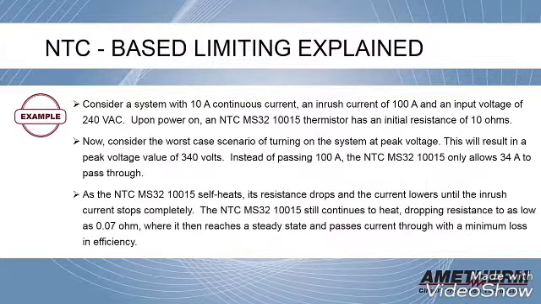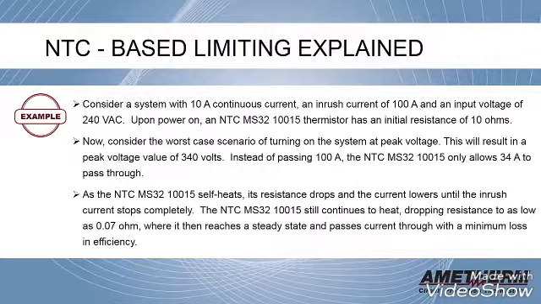Let's look at another example. Consider a system with 10 amp continuous current, an inrush current of 100 amp, and an input voltage of 240 VAC. Upon power on, an NTC MS32-10015 thermistor has an initial resistance of 10 ohms. Now, consider the worst case scenario of turning on the system at peak voltage. This will result in a peak voltage value of 340 volts.